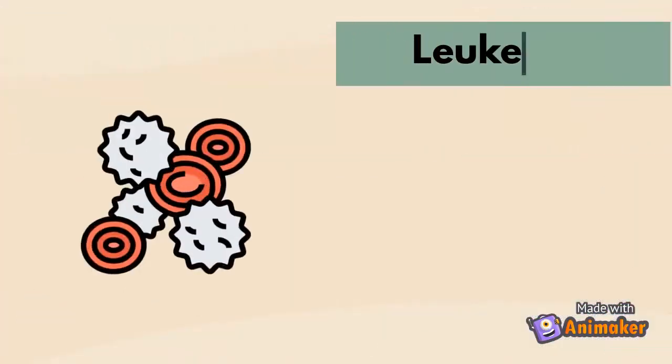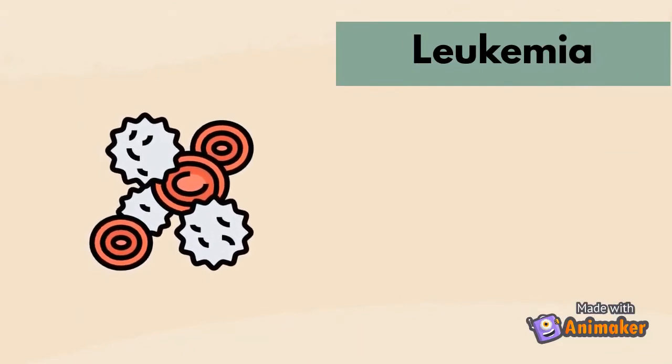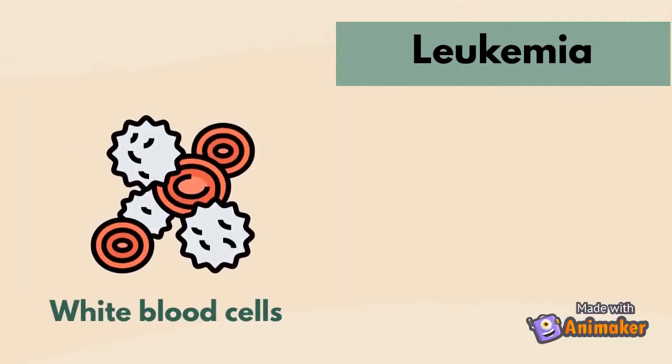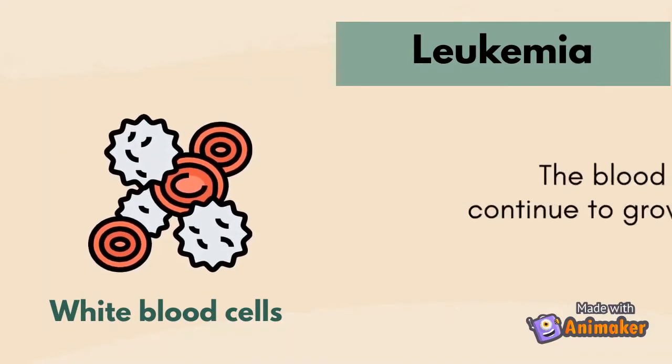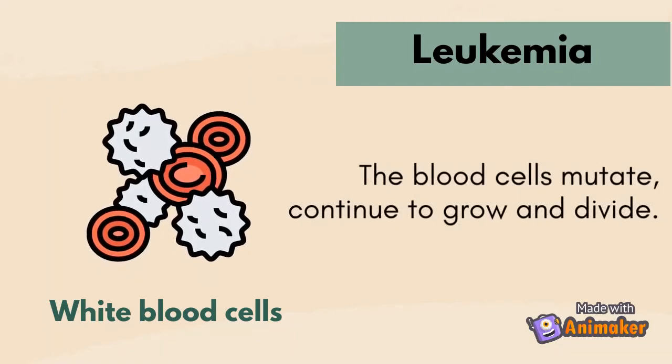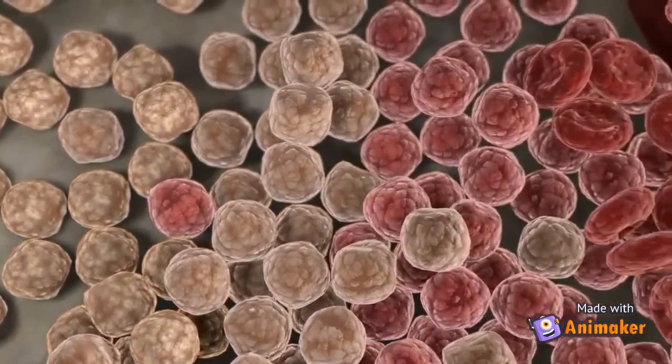The final most common type of cancer is leukemia. Leukemia is a cancer of the blood, mainly involving the white blood cell. Normally, blood cells grow, divide and die in an orderly manner, but in leukemia patients, the blood cells mutate, and they continue to grow and divide. This action causes a buildup of abnormal blood cells which could not function properly.